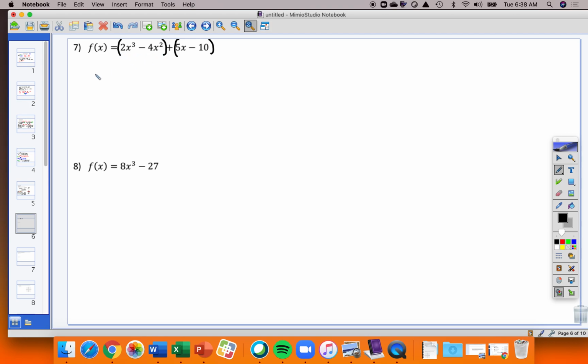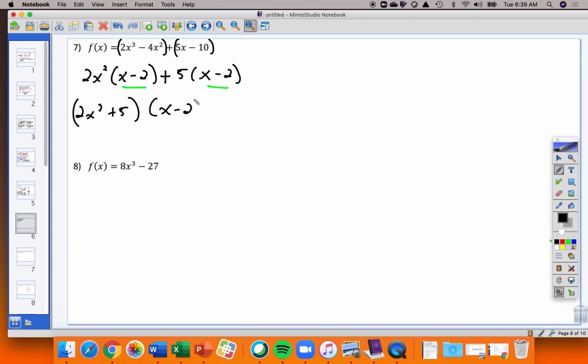What can I factor out of the first term? I can factor out 2x squared, and I'm left with x minus 2. And then here, I can factor out a 5, and I'm left with x minus 2. And again, when you're factoring by grouping, you need these two values to be the exact same. And they are. So I have 2x squared plus 5, and I have x minus 2.